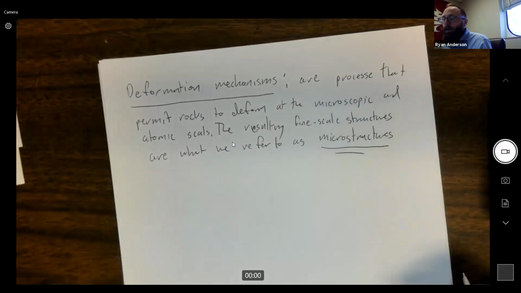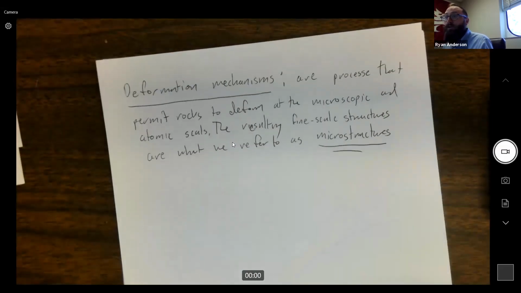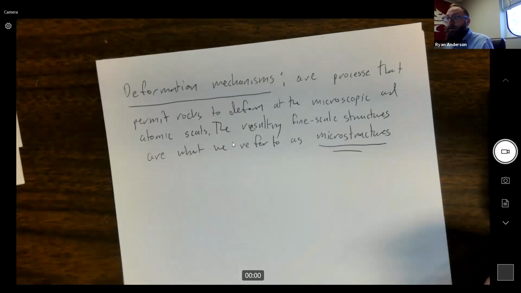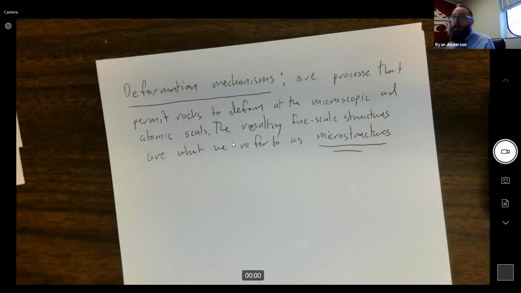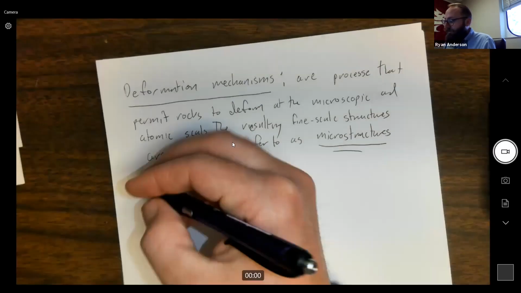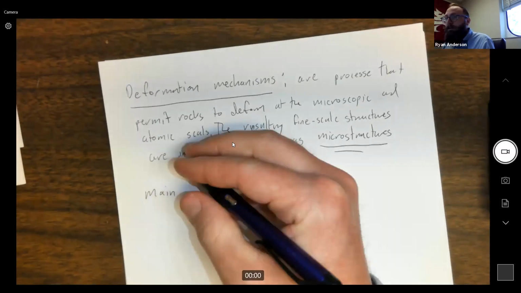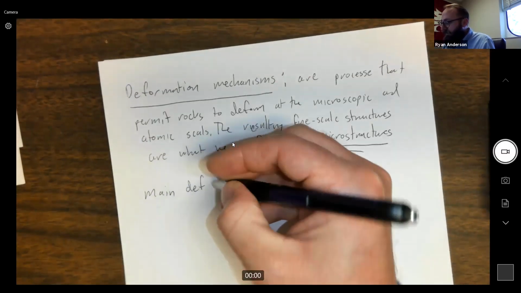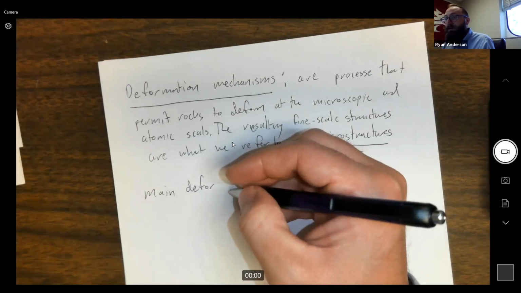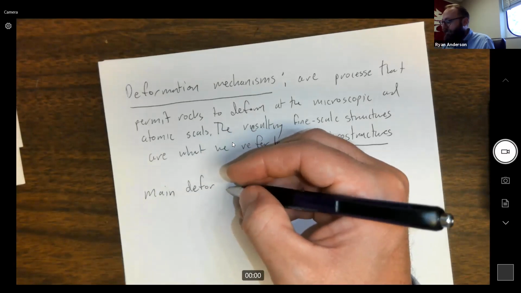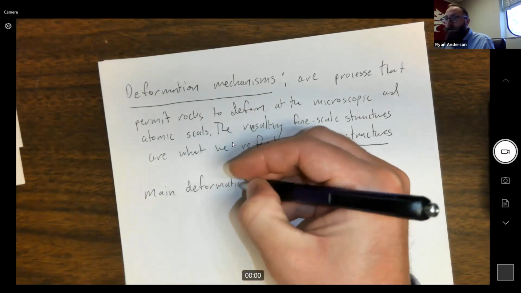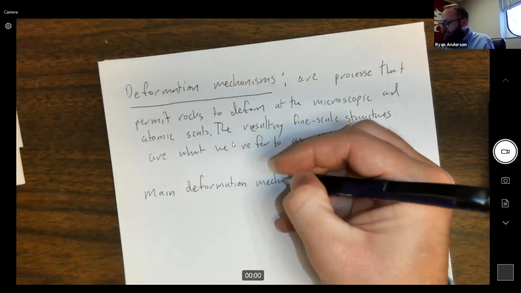There is a diverse array of deformation mechanisms and processes that operate at the micro scale, which, when we say microscale, we're talking about atomic to thin section scale, and which facilitate deformation. We're going to list the main deformation mechanisms, and it's going to take a couple of these video lectures to get through them because we're going to talk about a little bit of context first. So, the main deformation mechanisms. We'll make a list here.